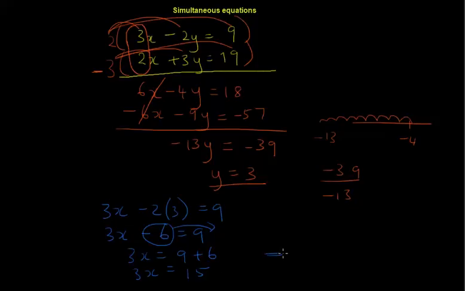And so finally, 3 times something gives us 15. The answer is 5. So now we found out what y is, which is 3, and we found out what x is, which is 5. And that's how you solve simultaneous equations using the elimination method.